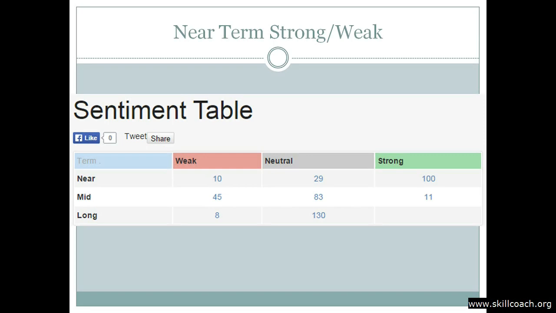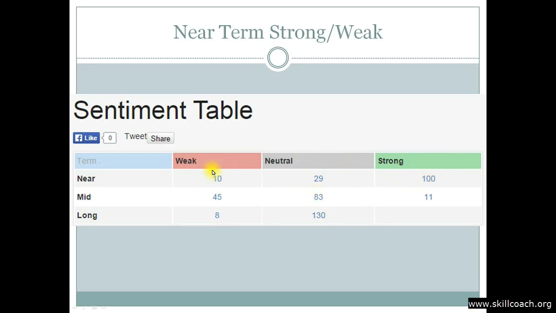Now, when we're looking for overbought or oversold conditions in our sentiment table, there's really only one row that matters, and that's the near-term row. Remember, we're looking for near-term moves, not longer-term moves and not mid-term moves, but near-term moves. So all that matters is the near-term row. When we look at the near-term row, in addition, all that really matters are the weak column and the strong column, respectively. The neutral column really doesn't matter to us.